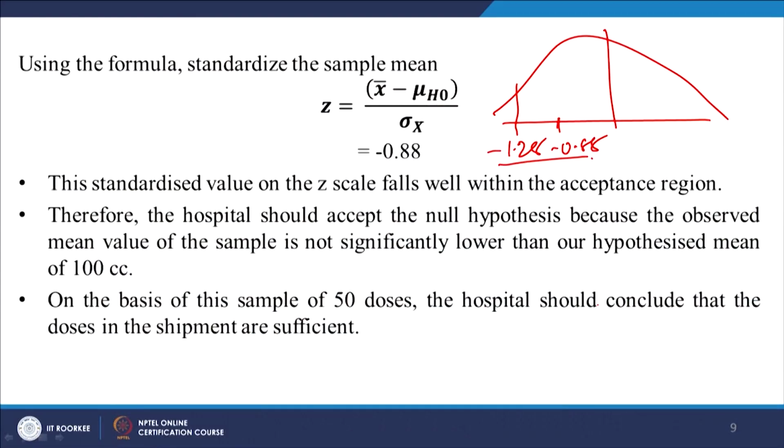The null hypothesis is not rejected, because the observed mean is not significantly lower than our hypothesized mean of 100 cubic centimeter. On the basis of this sample of 50 doses, the hospital should conclude that the doses in the shipment are sufficient, because it is not below the lower level which is there in the alternate hypothesis. So, this is the second case that we did.